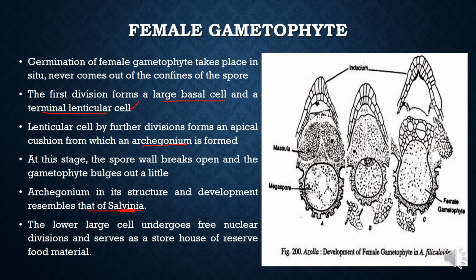In the megaspore, this is how the small terminal lenticular cell and the large basal cell form, and this is how the female gametophyte is produced. As the female gametophyte is getting produced, the upper protective layer is getting removed. So this is pretty much how the female gametophyte is produced, which harbors the archegonium that contains the egg.